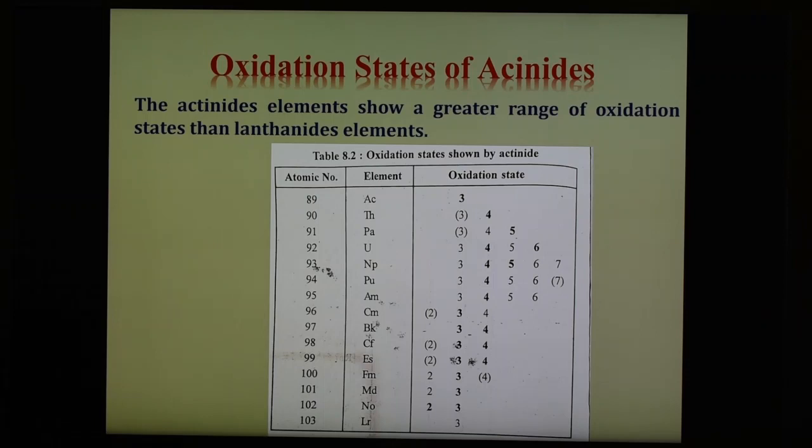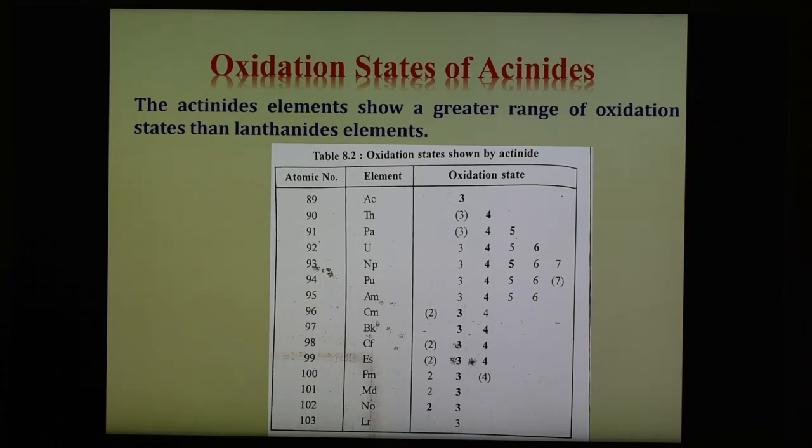So these actinide elements also show variable oxidation states. The actinide elements show a greater range of oxidation states as compared to the lanthanide elements. The various oxidation states are shown in this table on this slide. Note that oxidation states shown in brackets are unstable, and bold numbers are the most common oxidation states of the actinide elements.